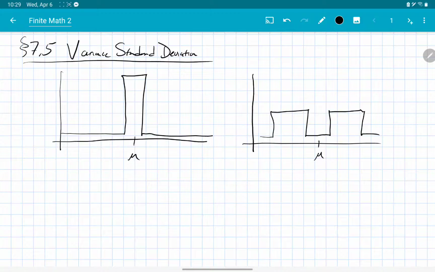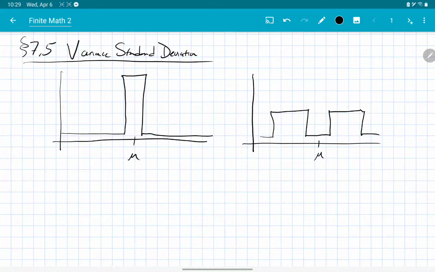The mean of those two histograms could be the same. That's what I'm trying to show by the picture, right? In the first histogram, almost all of the data has the value of the mean, or a value close to the mean. But in the second histogram, very little of the data has a value close to the mean. There's a big bunch of the data to the left of the mean that's less than the mean, and there's a big bunch of data that's greater than the mean, right?